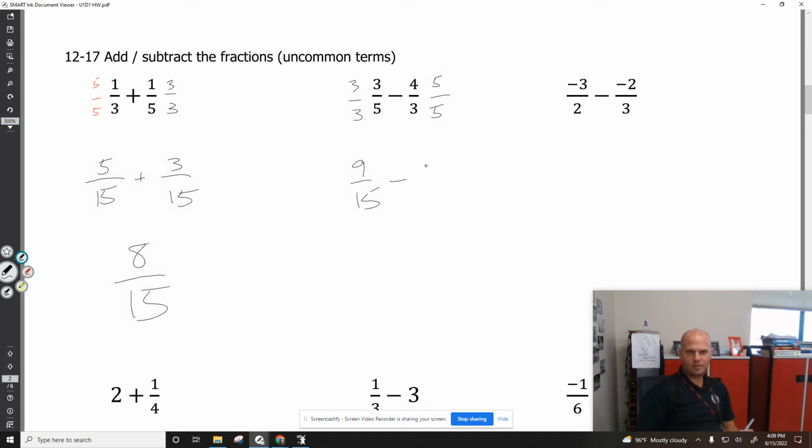We're going back to 15ths. I feel like this is the same problem. Add the opposite. I have more negatives than positives. I'll end up with a negative amount of pizza that I owe. I owe 20/15. I have 9/15. I only owe 11/15 now.